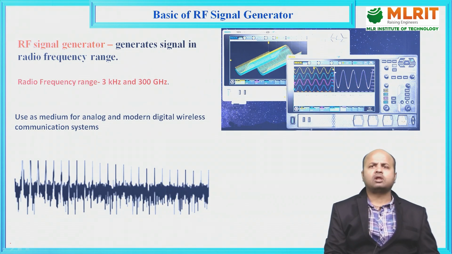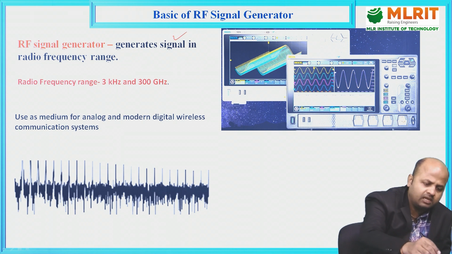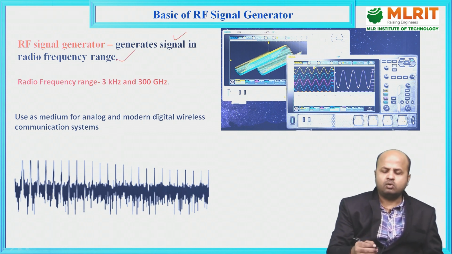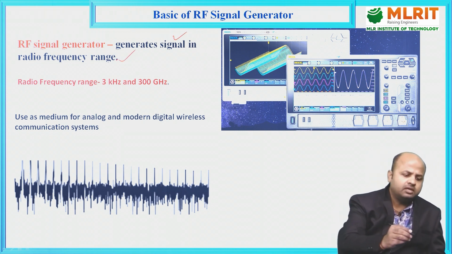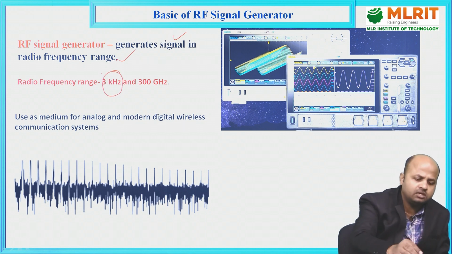So first of all, I would like to discuss the basics of the RF signal generator. What is RF? RF stands for radio frequency. The signal generator generates radio frequency signals, that is, signals in the radio frequency range. What is the radio frequency range? The radio frequency range actually varies from 3 kHz to 300 GHz.